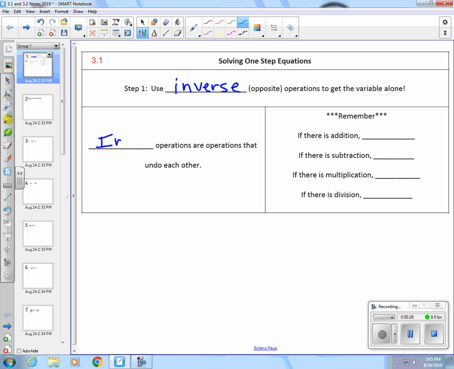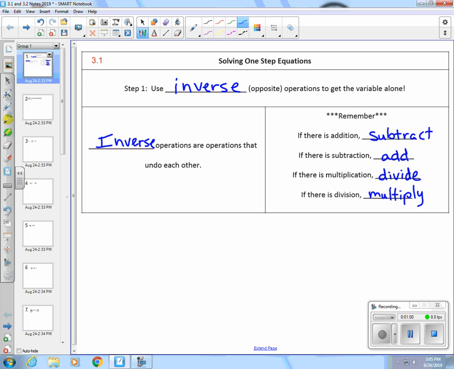Inverse operations undo each other. If you have addition, then you must subtract to undo the addition. If there's subtraction, you're going to add. If there is multiplication, you're going to divide. And if there is division, you're going to multiply.